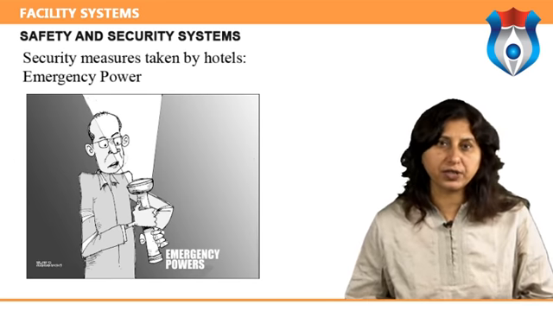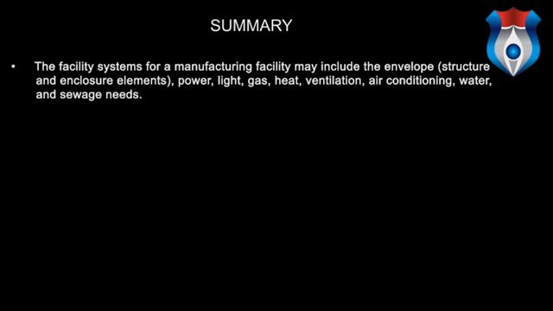Now, in the end, let us summarize what we have learnt in this lecture. The facility systems for a manufacturing facility may include the envelope, structure and enclosed elements, power, light, gas, heat, ventilation, air conditioning, water and sewage needs.